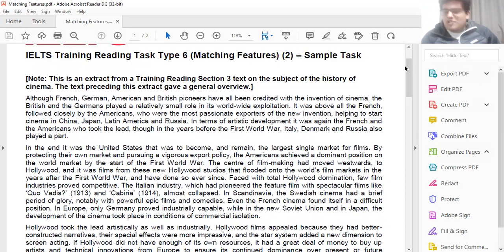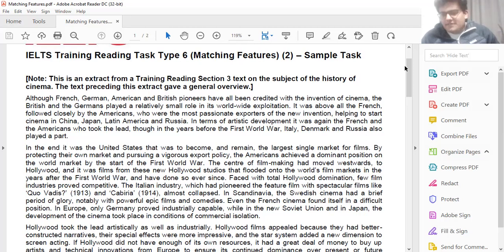The Italian industry, which had pioneered the feature film, a certain type of film, with spectacular films like Quo Vadis, 1913, and Cabiria, 1914, almost collapsed. By collapsed, as in they totally faltered, they lost their momentum.